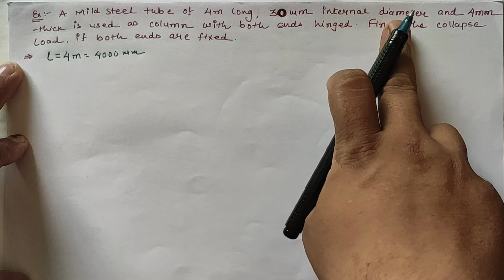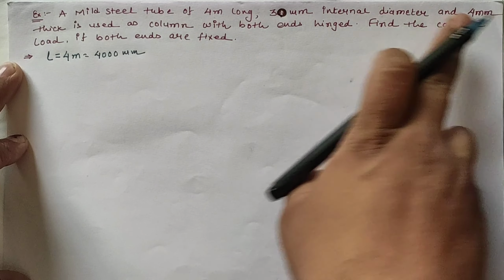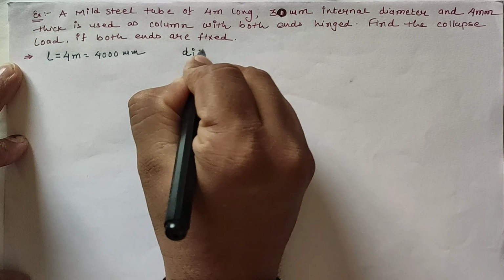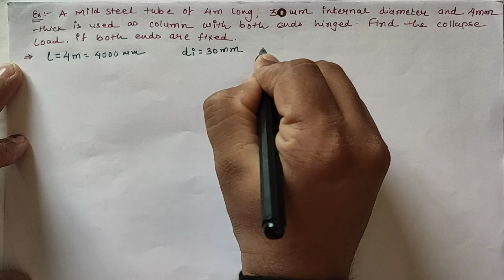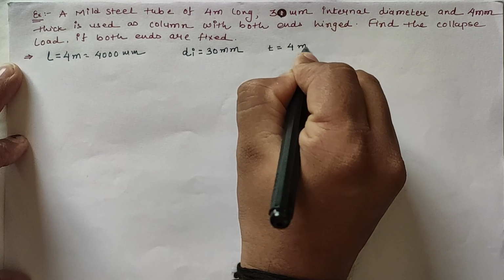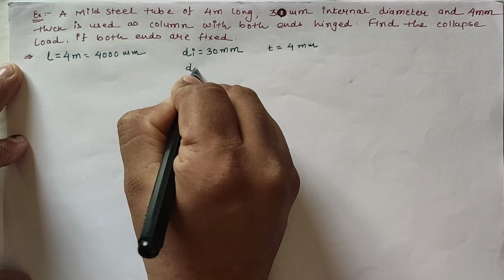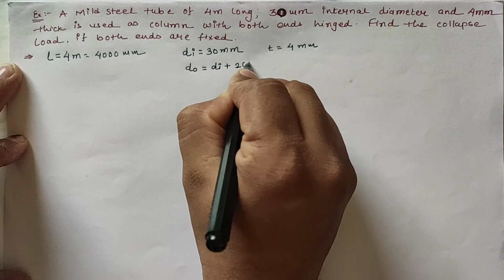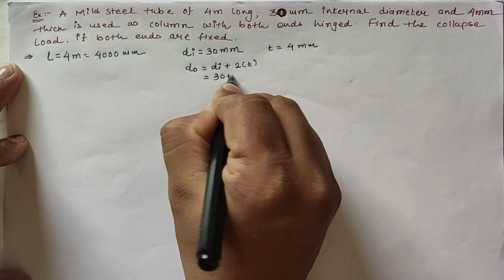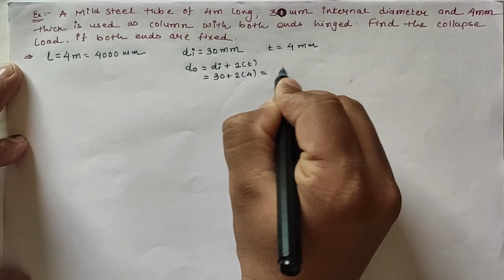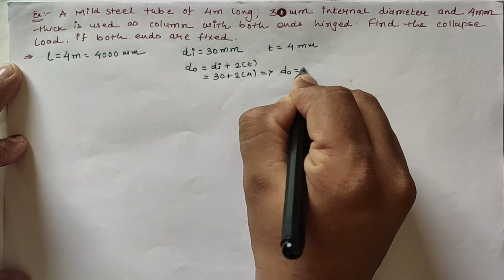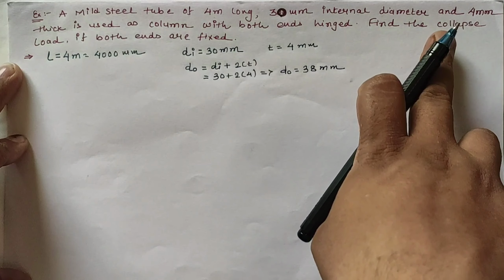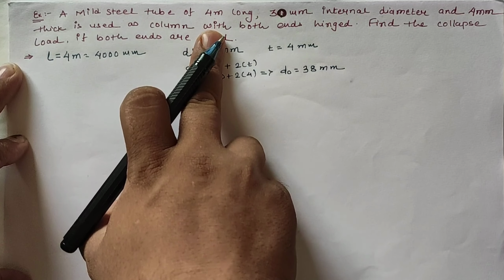Next data is given as internal diameter of 30 mm and 4 mm thick. It means the internal diameter is equal to 30 mm and the thickness is 4 mm. So the outer diameter DO is equal to inner diameter plus twice the thickness. Inner diameter is 30 and twice the thickness is 4 mm, so our outer diameter is 38 mm.